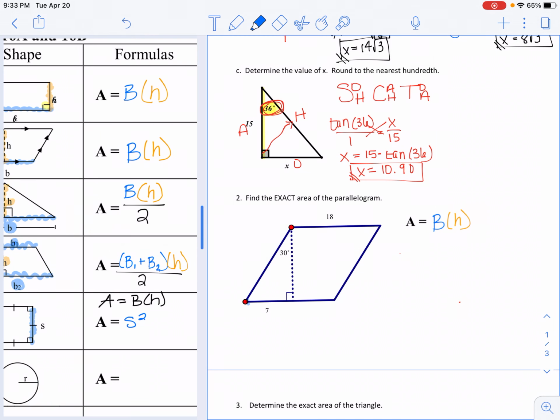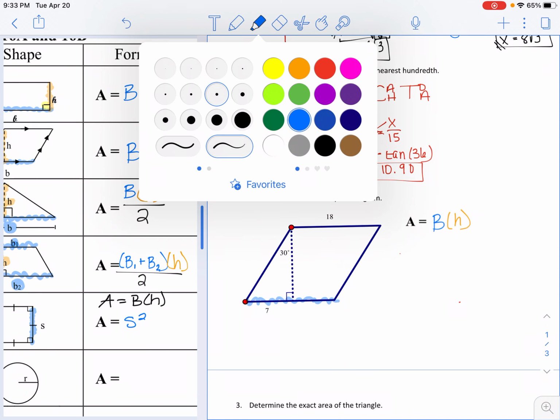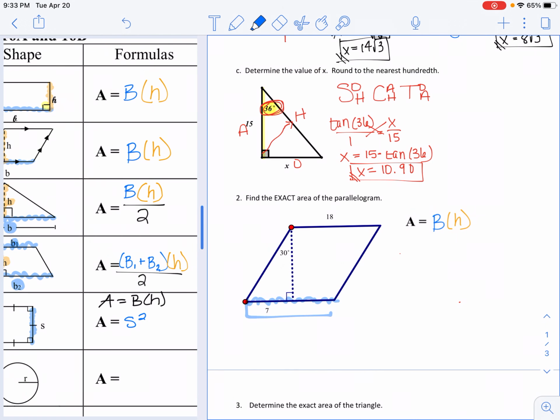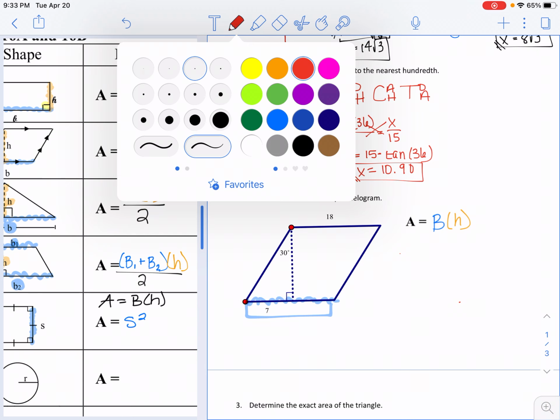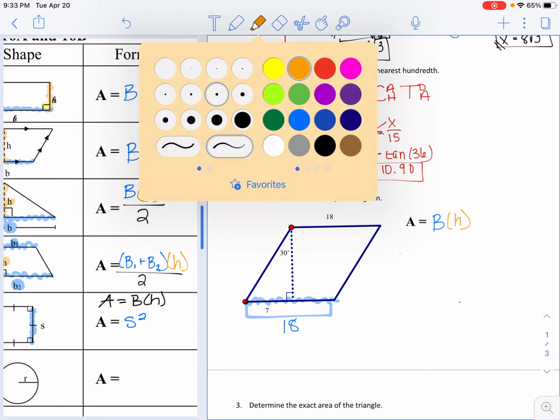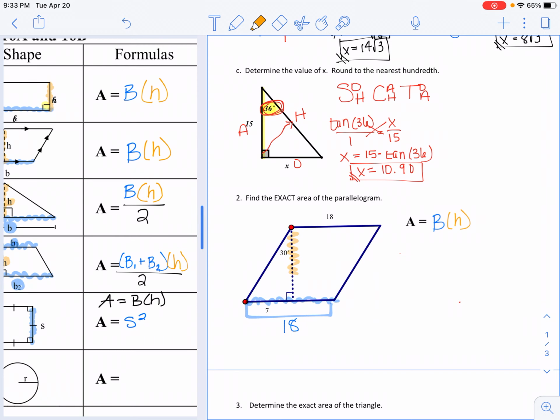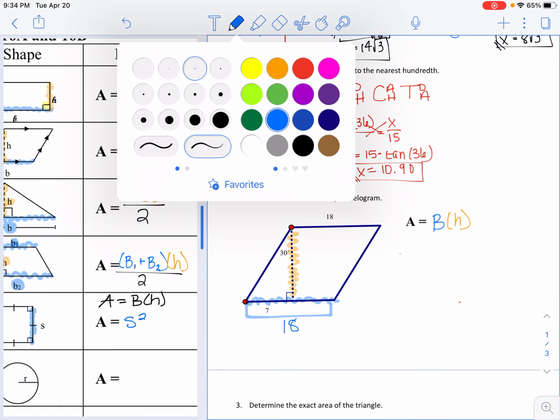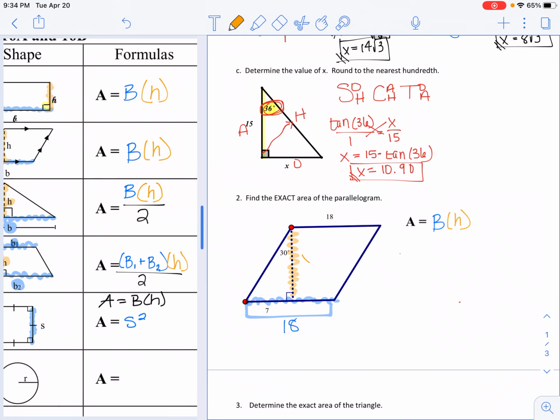When you look at your picture, your base is the full length here. And I want you to be careful. I want you to recognize that that base is congruent to the opposite side. So your base is 18. 7 is just a portion of the base. Your height is here. You don't know your height. That's your unknown. So you're going to put an X.